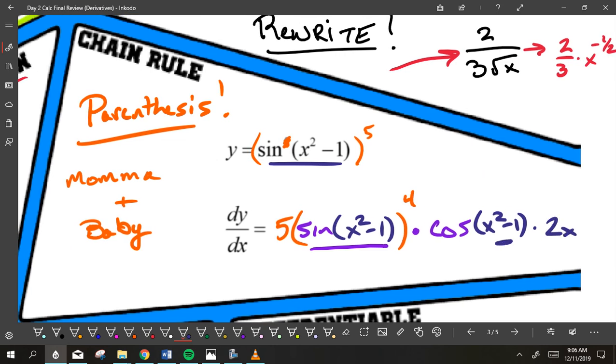A big old ugly problem. We could simplify it, but we're not going to. We're going to leave it like that. Questions on chain rule?